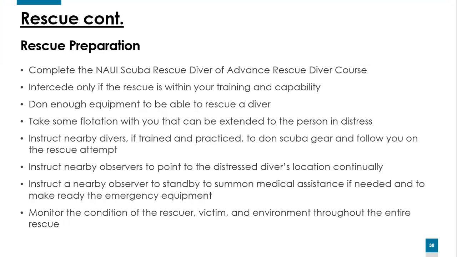Okay. Instruct nearby divers, if trained in practice, to don scuba gear and follow you on the rescue attempt. Instruct nearby observers to point to the distressed diver's location. Instruct the nearby observer to stand by to summon medical assistance. And monitor the condition of the rescuer, victim, and environment throughout the entire rescue. Okay, that's very important.